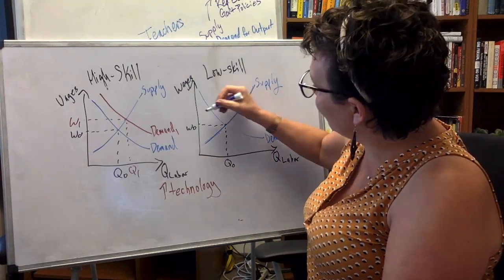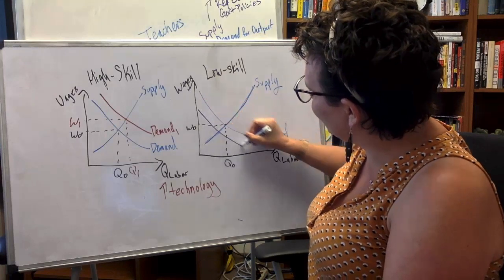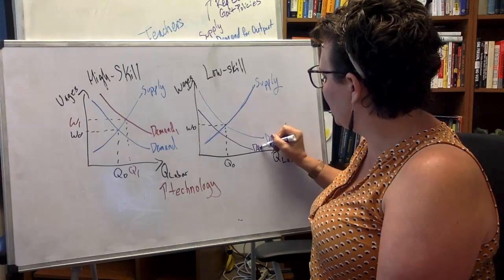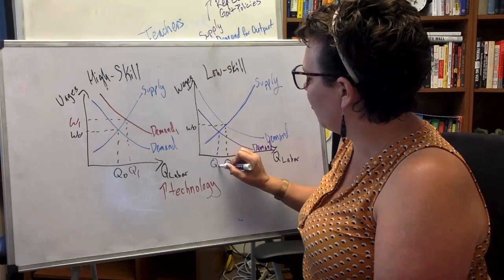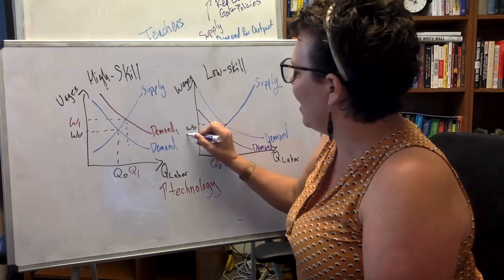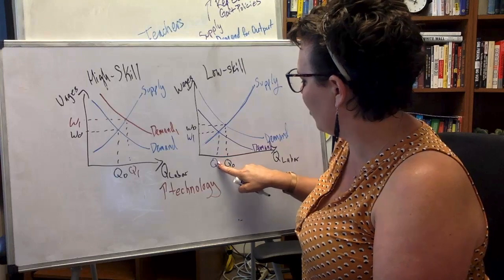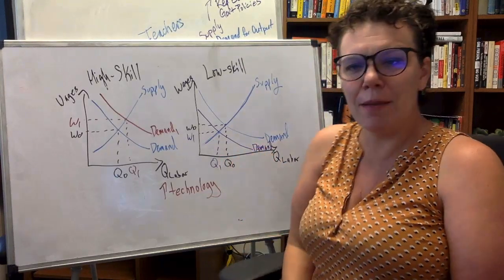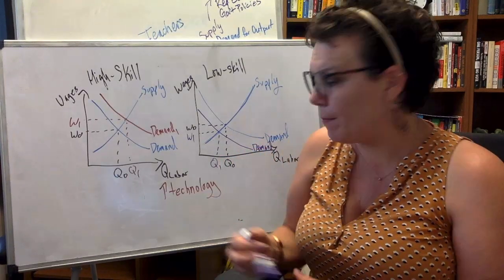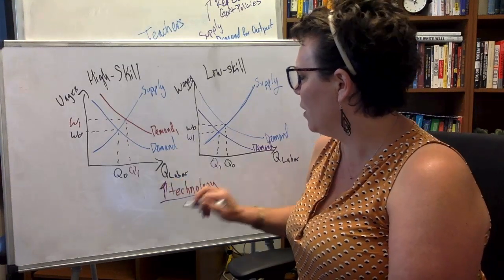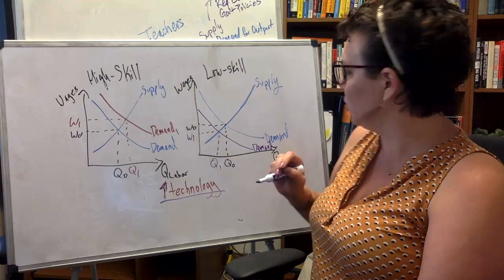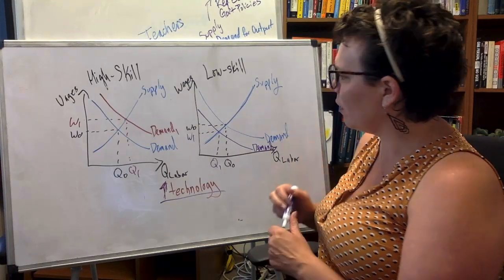And so that's going to have the effect of decreasing demand for those lower-skilled workers, meaning there are fewer of those jobs and the wages have gone down. Does that make sense? So what happened? We had one thing happen, an increase in technology, and it had two different effects on two different markets.